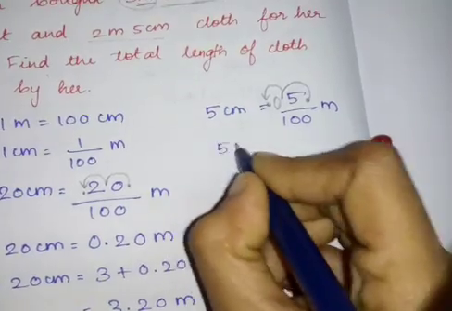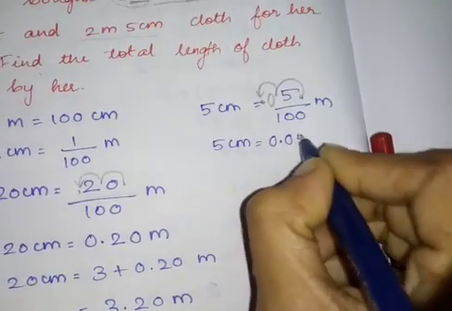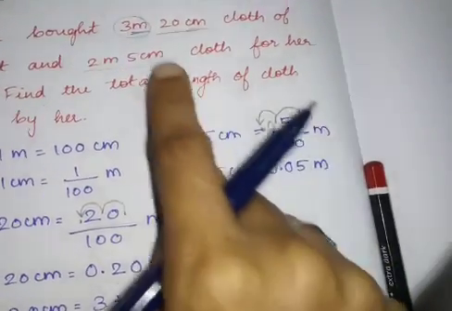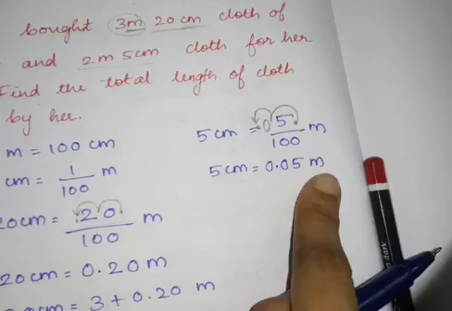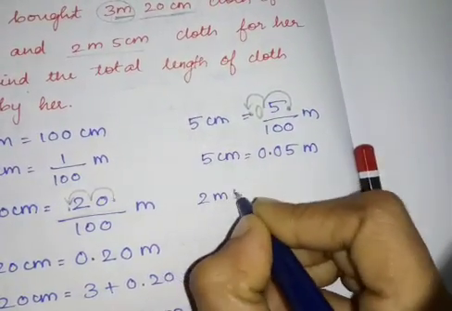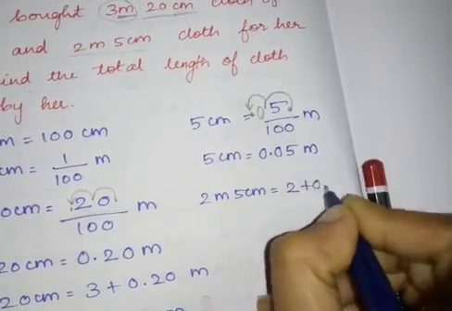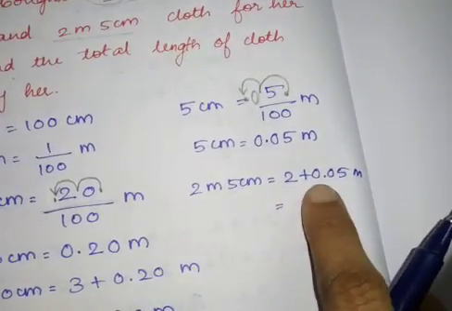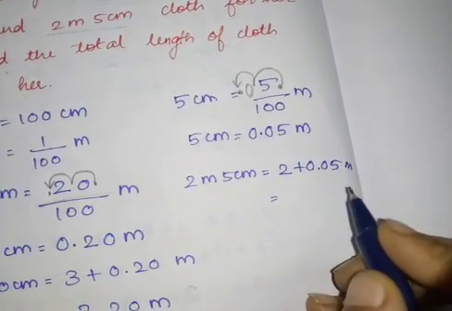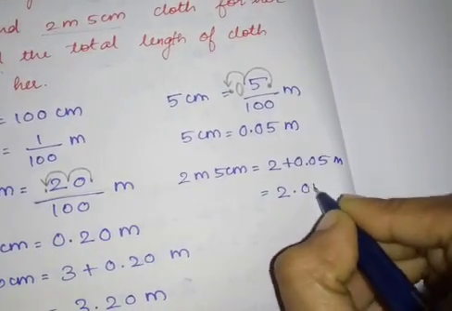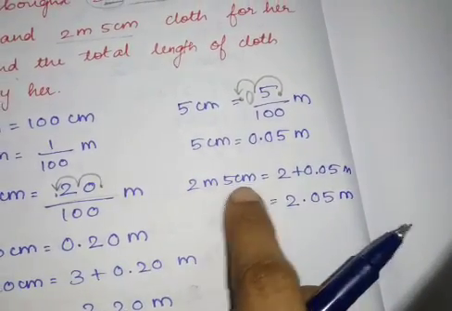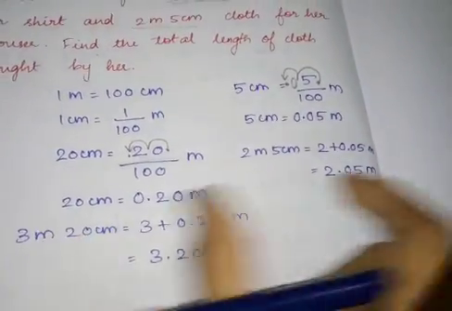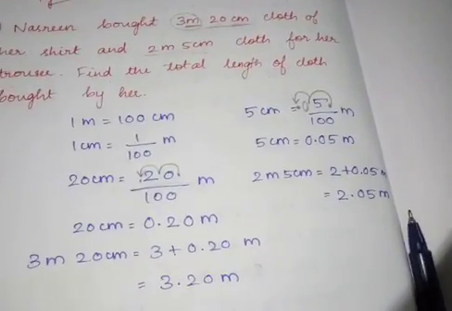So 5 centimeter is equal to 0.05 meter. Now this 5 centimeter has become 0.05 meter. Now 2 meter 5 centimeter is equal to 2 plus 0.05 meter, which is nothing but 2.05 meter. So now I have converted 2 meter 5 centimeter as 2.05 meter. Now both have been converted, so now we can solve this.